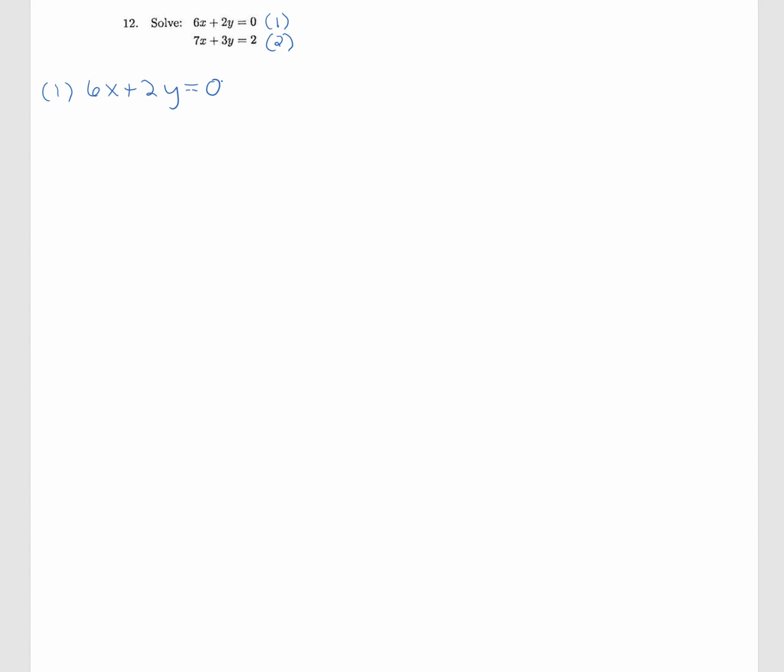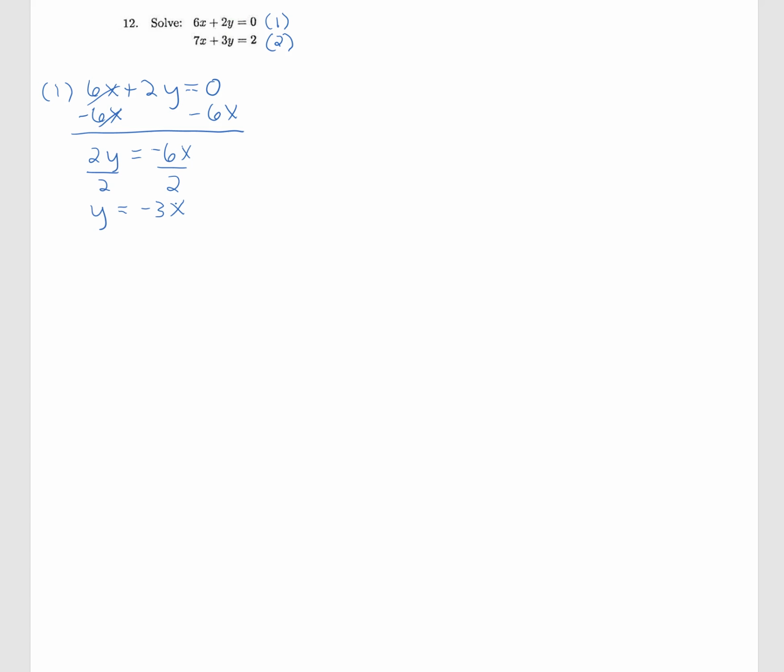What I'm going to do is subtract 6x on both sides of my equation. This is going to give me 2y equals negative 6x. Dividing by 2 gives me y equals negative 3x. You can see that worked out nicely, and as you do these, you'll get better at seeing which variables are easier to solve for and will give you a nice simple answer. So now we have an expression for y in terms of x.